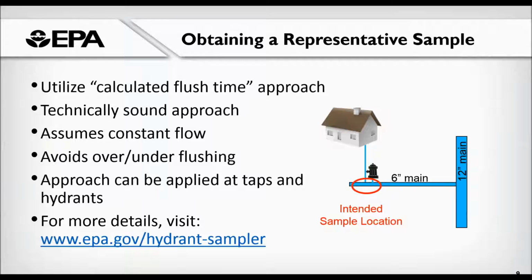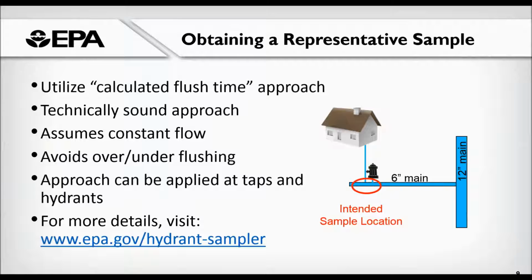This approach is pretty universal. It applies to both sample taps in buildings as well as hydrants. When you use this approach in buildings, it can become a little complicated because at times the configuration of the premise plumbing is unknown, so you have to do some estimation. Sampling from hydrants for chlorine residual is a preferred approach because it's much more straightforward and it's much easier to calculate the flush time at those locations.